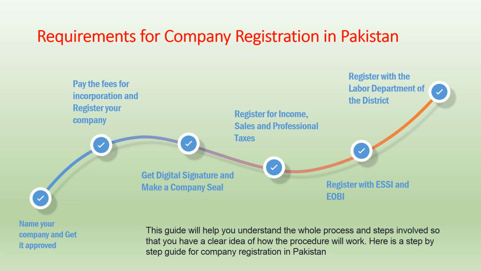This guide will help you understand the whole process and steps involved so that you have a clear idea of how the procedure will work. Here is a step-by-step guide for company registration in Pakistan. Name your company and get it approved. Pay the fees for incorporation and register your company. Get a digital signature and make a company seal. Register for income, sales and professional taxes. Register with SESSI and EOBI. Register with the Labor Department of the district.